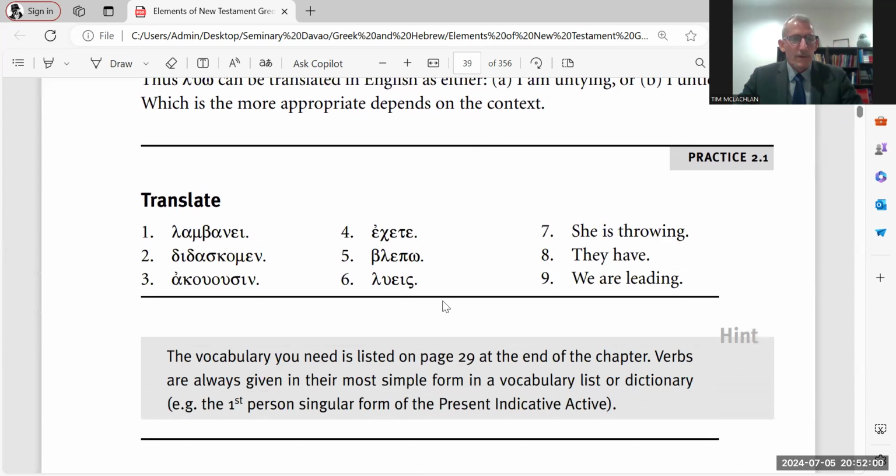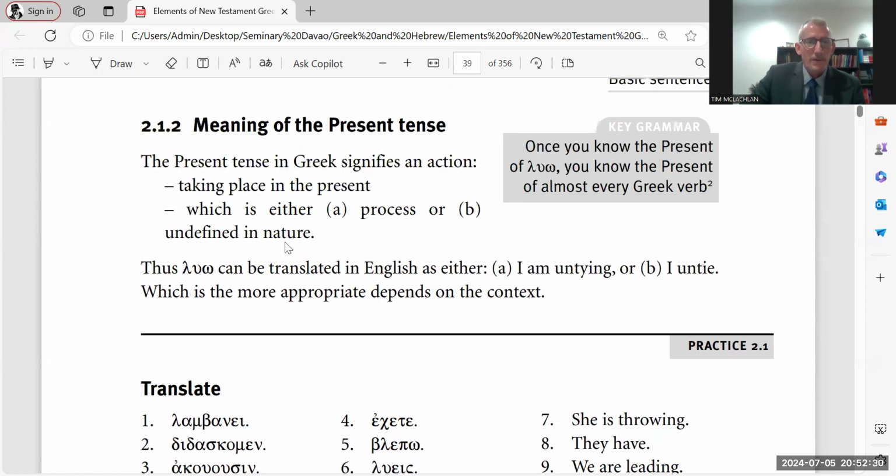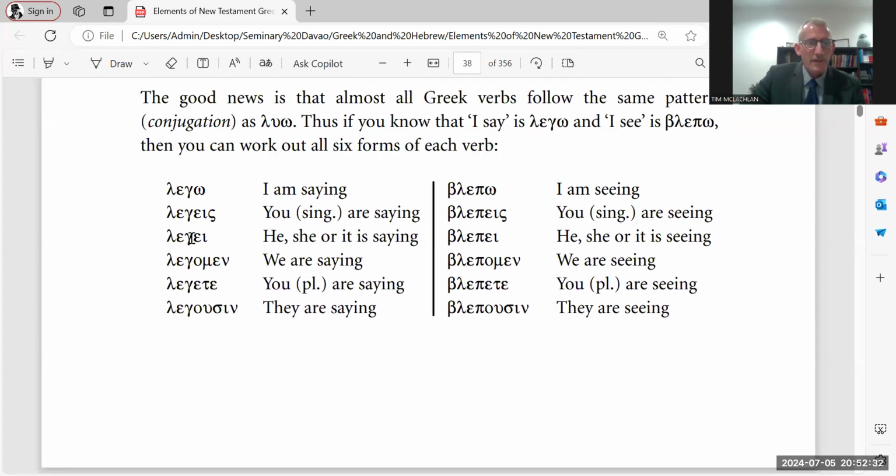Okay, so now we've got the translate to do here. If you look down on the charts down below, and I don't think you had to do your 2.1 last week, there was something else, this is an earlier lesson, but you might be able to remember actually, lambano. So present active indicative would be lambano, first person singular, and you get lambaneis. And if you go back up to here, if you're not sure, you can check up here and you can see what's the ending there.